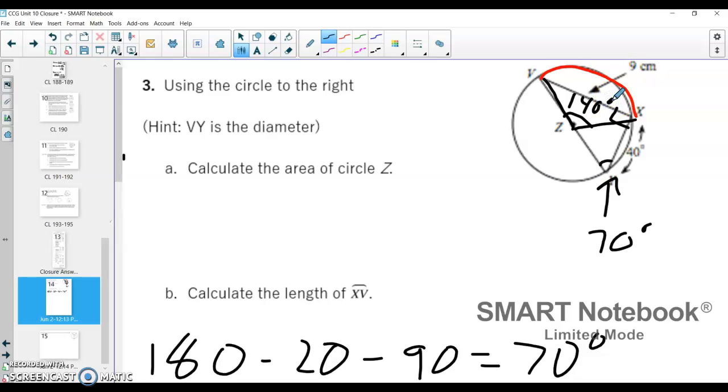Because the central angle is always twice the inscribed angle, or another way to think about it is your central angle is the same as your arc measure. If this down here is 70 degrees, this up here is 140 degrees, which means the central angle that creates that arc would also be 140 degrees. And that's a really big part. We're going to use that 140 degrees in a second because that's the portion of the circle that we want.